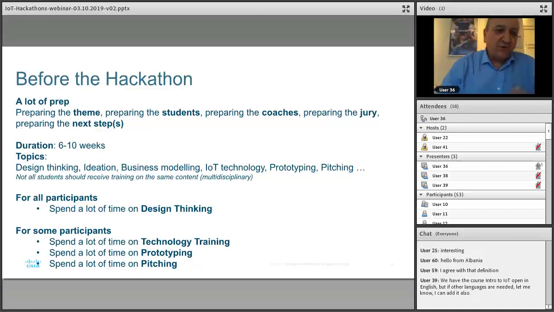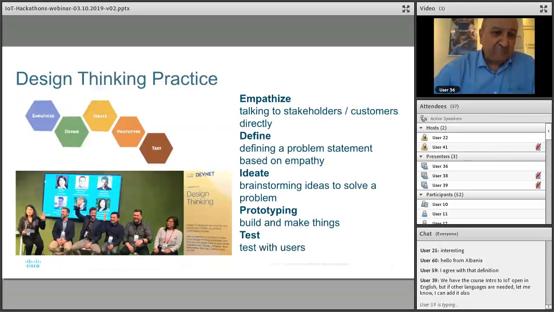You can do it shorter or longer, but it's a good idea to have a very good preparation on different topics: design thinking, ideation, how do you solve problems, modeling, technology, prototyping, pitching. And not all students should receive the same training because we want multidisciplinary teams. Don't forget the soft skills, the pitching skills, the visualization skills, because they might help the team to win.